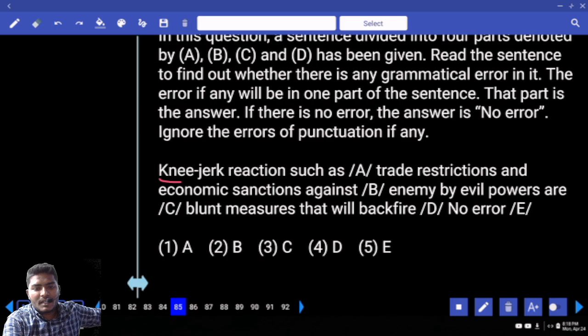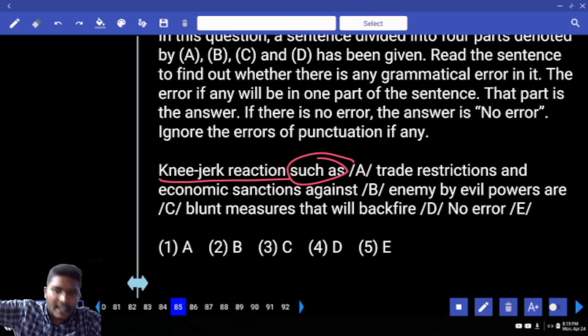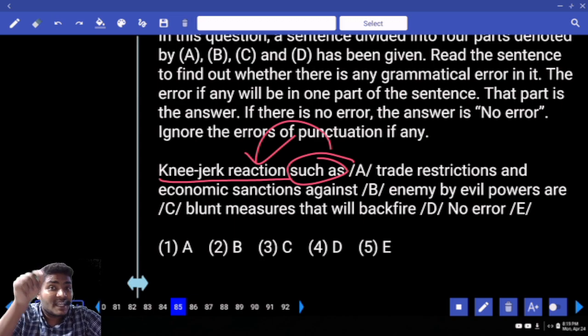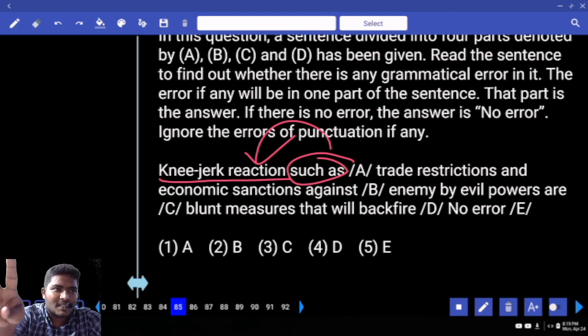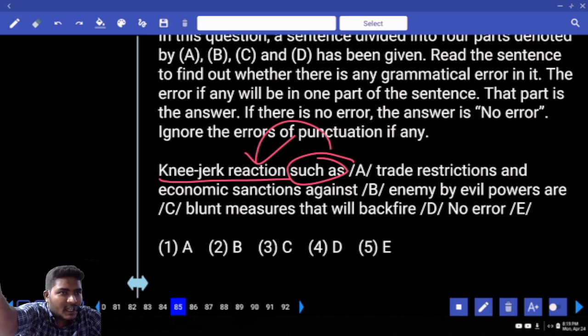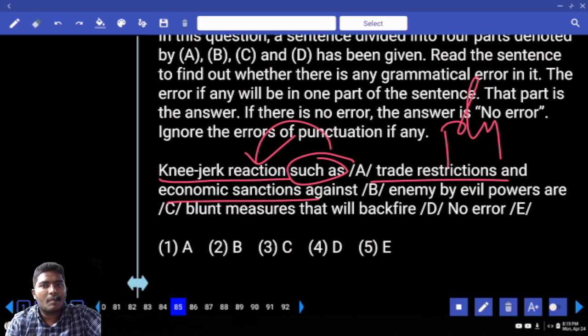Now look at this. Knee-jerk reaction. What does it mean by "such as"? First of all, tell me. Just like. Just like what? Reaction. Reaction, just like. That means do you need singular or plural? Reaction, singular or plural? Singular. Just like, in the sense, you need a singular example or plural example? If at all reaction is there, it is followed by a singular example or plural? Singular, only one reaction. But come towards the right side, what is given here? Trade restrictions, plural. And also what is given here? Economic sanctions. Now tell me, do we need a singular combination or plural?